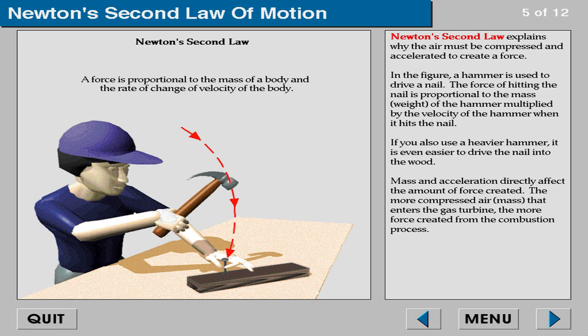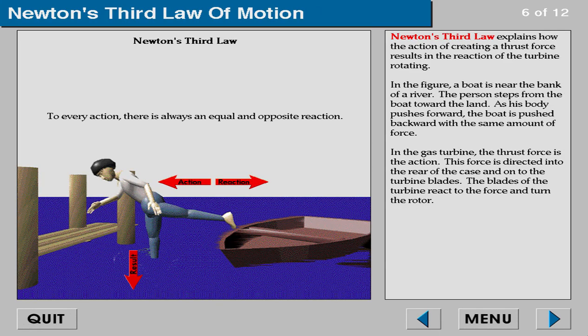To every action, there is always an equal and opposite reaction. Newton's third law explains how the act of creating a thrust force results in the reaction of the turbine rotating. In the figure, a boat is near the bank of a river. The person steps from the boat toward the land. As his body pushes forward, the boat is pushed backward with the same amount of force. In the gas turbine, the thrust force is the action. This force is directed into the rear of the case and onto the turbine blades. The blades of the turbine react to the force and turn the rotor.